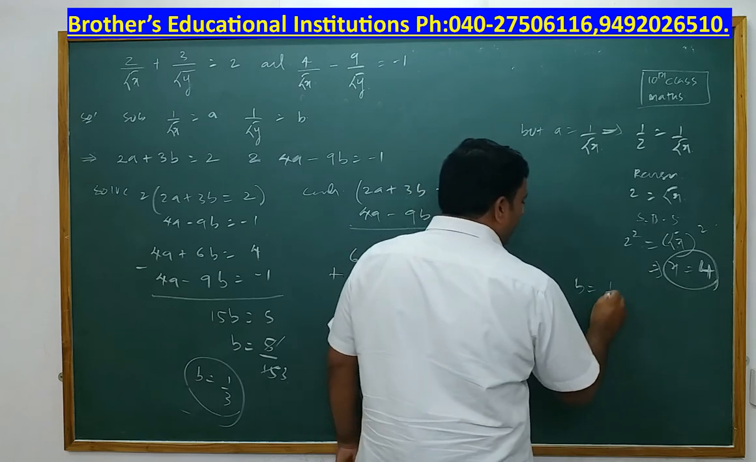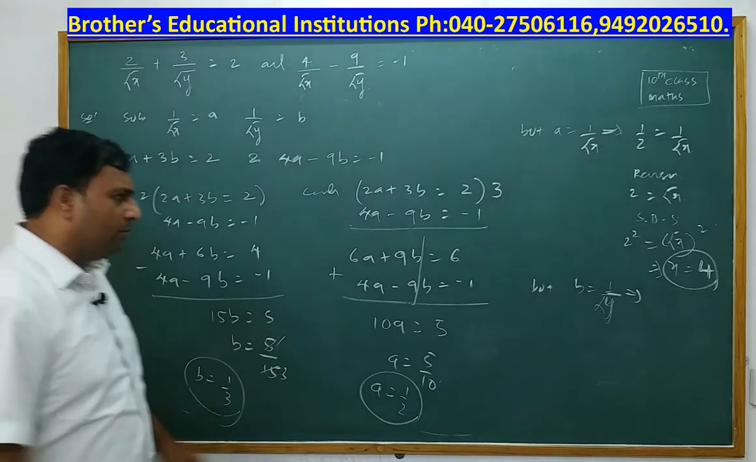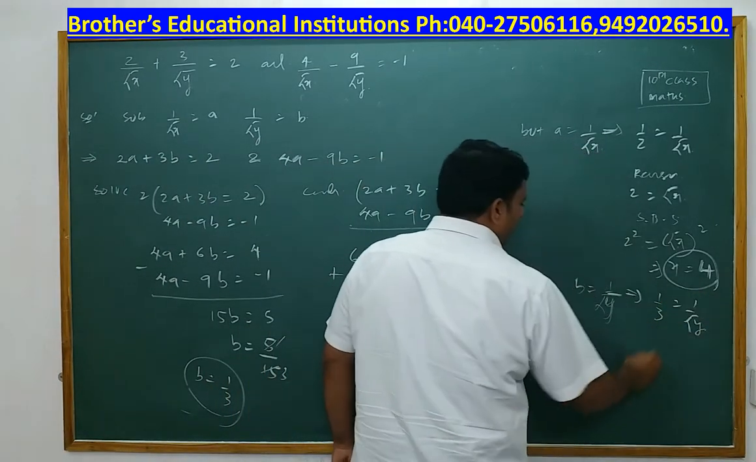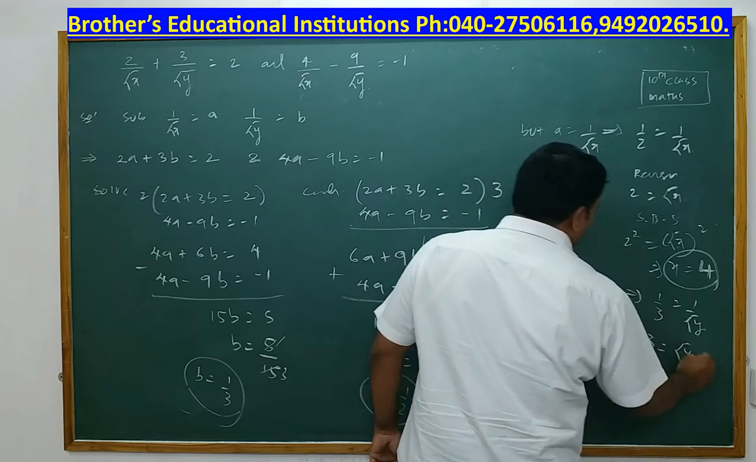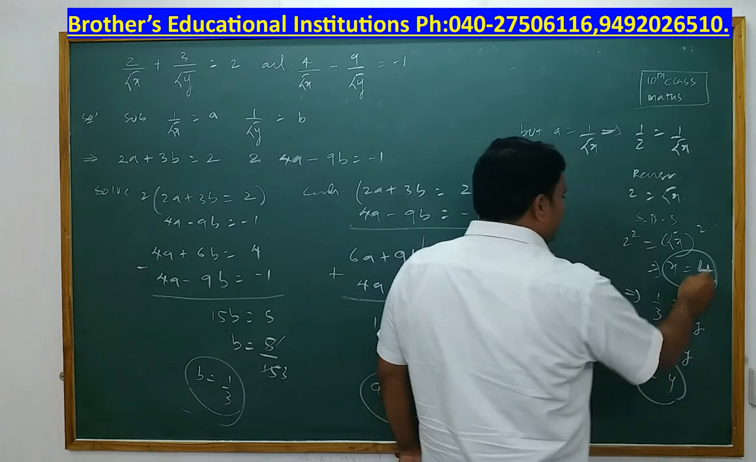Similarly, you have b is equal to 1 by root y. Now, what is the value of b you got? b is equal to 1 by 3 is equal to 1 by root y. Reverse. 3 is equal to root y. Square on both sides. 3 square, 9 is equal to y, and x is equal to 4.